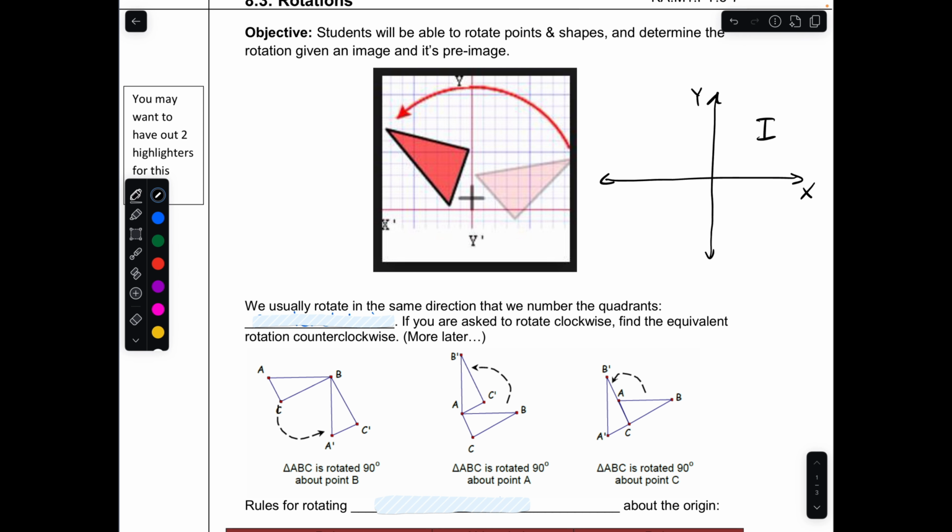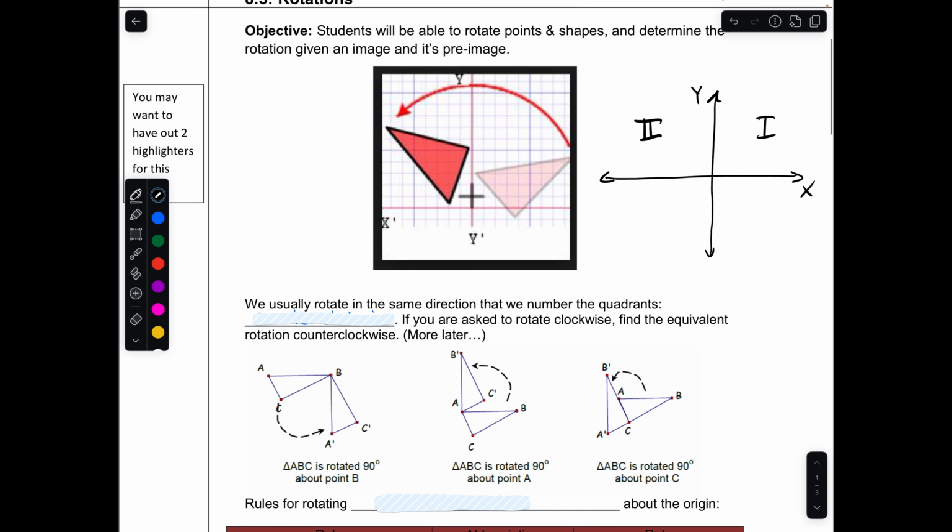After that, we go counterclockwise. So quadrant 2 would be the upper left quadrant. In quadrant 2, any point there is going to have a negative x-coordinate, but will still have a positive y-coordinate. Quadrant 3 has two negative coordinates. Both x and y are negative in quadrant 3. And finally, in quadrant 4, any point is going to have a positive x-coordinate, but a negative y-coordinate. So just like our quadrants are numbered in a counterclockwise direction, we measure rotations counterclockwise.